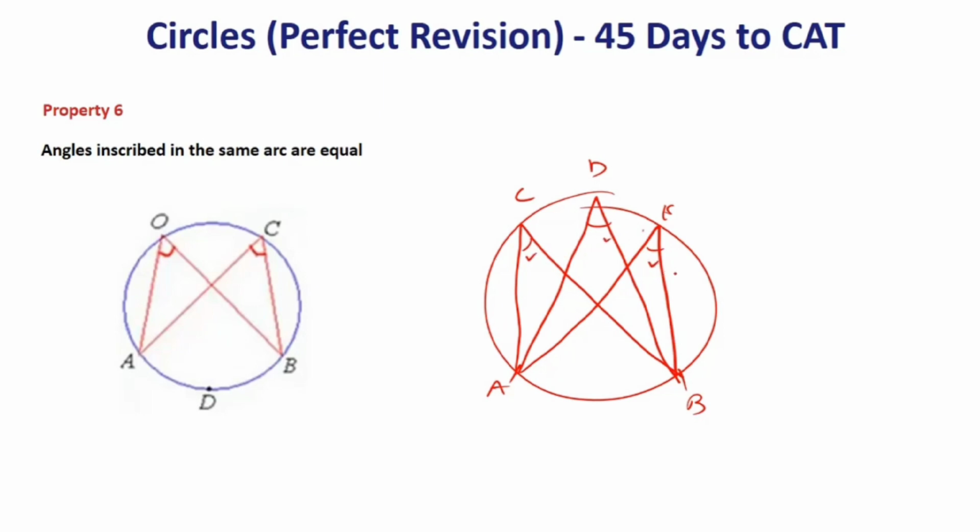Always remember, it has to be in the same segment. For example, if you draw this, there are two segments. This is the major segment, this is the minor segment. So all the angles in one segment will be equal. If I draw another angle, let's say here AFB, the angle AFB will not be equal to ACB, ADB, AEB. Let's say AGB, then AGB will be equal to AFB. I hope this is also clear.